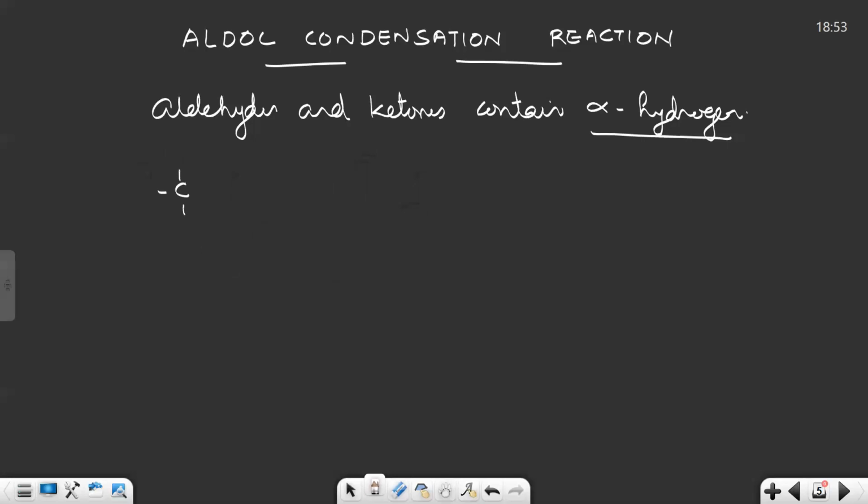Consider acetaldehyde. Here this carbon atom is the alpha carbon, and there are three hydrogen atoms on this carbon, known as alpha hydrogen atoms. Alpha hydrogen atoms are highly acidic due to the presence of this carbonyl group. Now in the aldol condensation reaction, this aldehyde reacts in the presence of dilute NaOH. We know NaOH ionizes to give Na plus and OH minus ion, and it abstracts one of the alpha hydrogens from there. Why? It is highly acidic in nature.